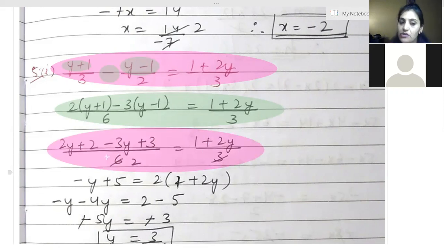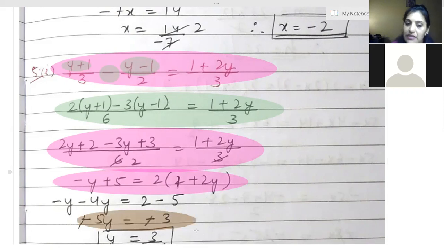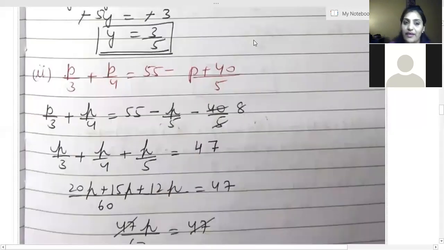So this 2 will move to this side. So it will become minus y plus 5 is equal to 2 bracket 1 plus 2y. Okay beta. So on solving, I am getting minus 5y is equal to minus 3. So that means y is equal to 3 by 5. Okay beta. Clear? Yes, ma'am. Okay. So these questions are interesting, right? Now the next.